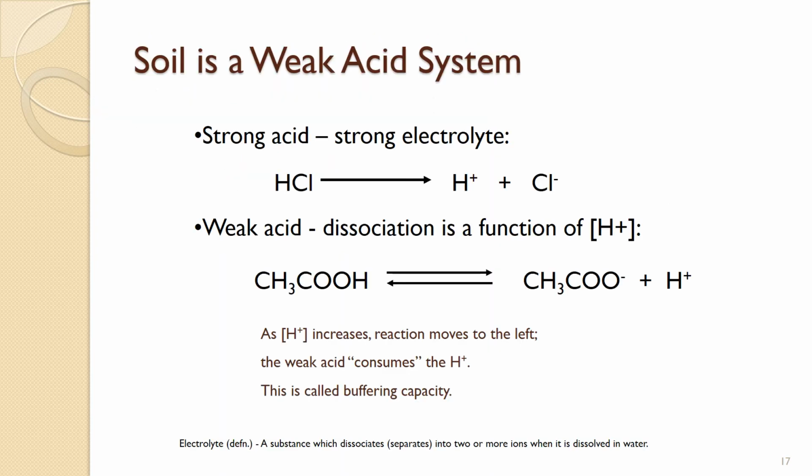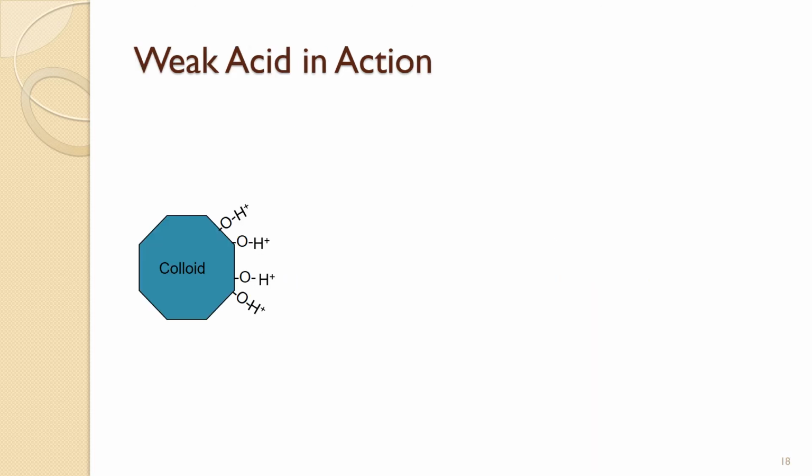Essentially, soil is a weak acid system. So there's dissociation as protons increase, the reaction moves to the left and the weak acid consumes a proton. So we have all of those pools of acidity that we have to overcome before we can change the pH. And as we try to overcome them, there's yet another one that we'll encounter.